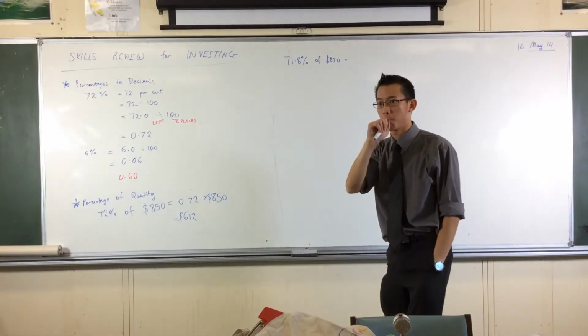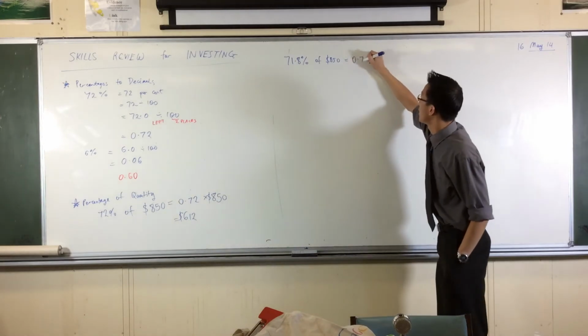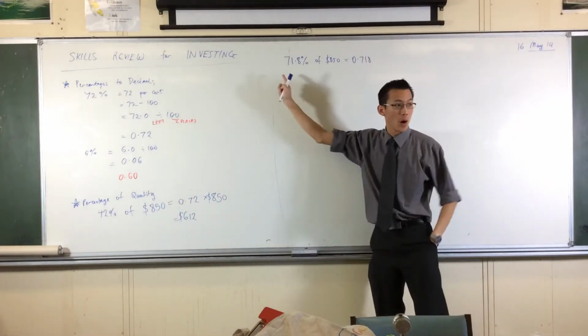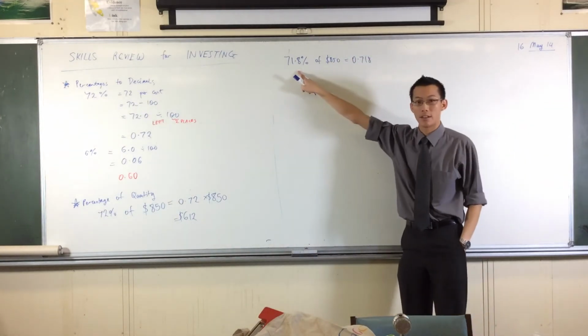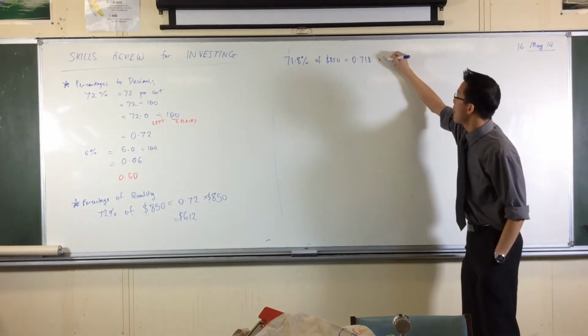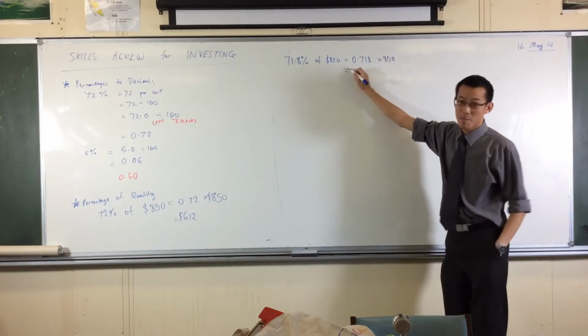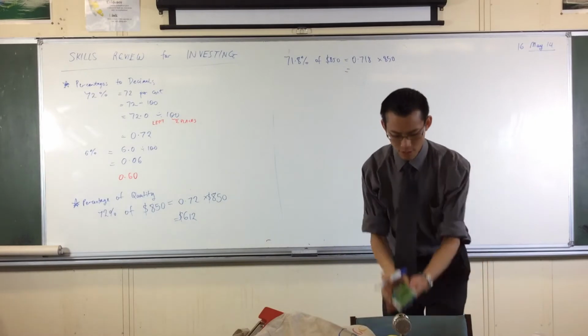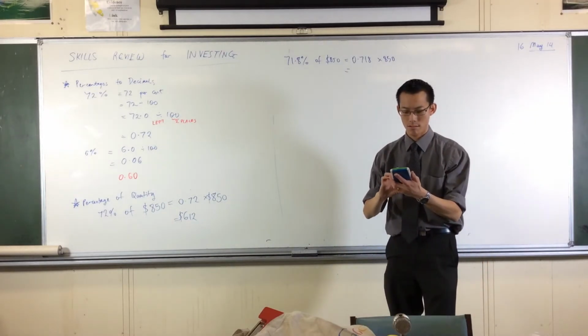Yeah, Nathan. 0.718. Good, well done. You've moved the decimal place twice, and that 8 just trails along the end. Now, when I multiply that by 850, I'm expecting it's going to give me some weird-looking number. Let's try it.